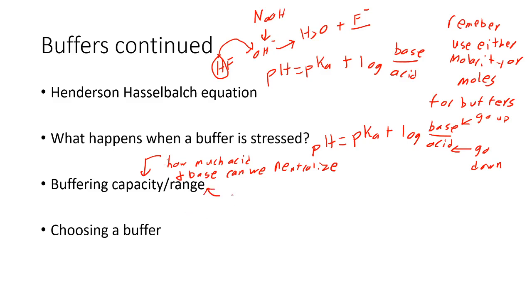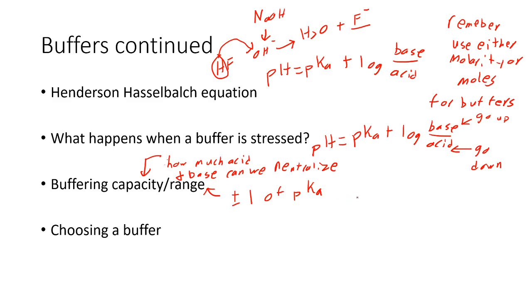And in general, the range that's going to work best is plus or minus 1 of the pKa of the acid you're working with. So for example, if I want to buffer at a pH of 4, I'm going to want to pick one that has a pKa somewhere between 3 and 5, and as I get closer to 4, it's going to work better. That's because our buffer works best when the base and acid ratio is equal.